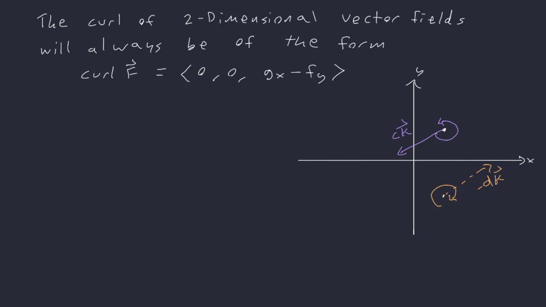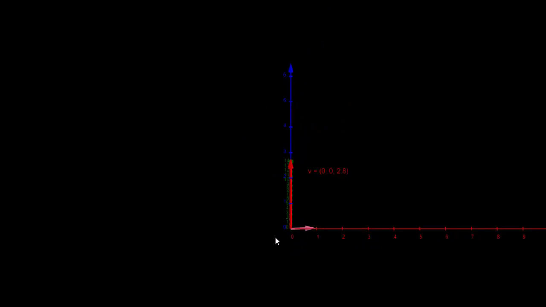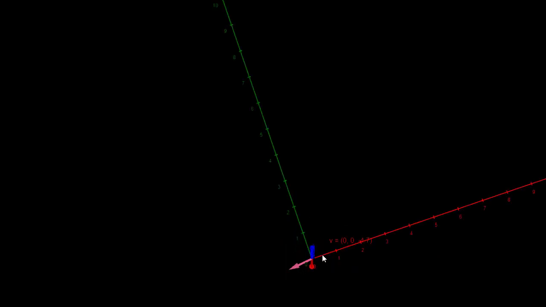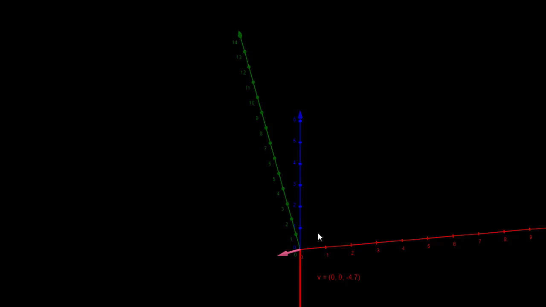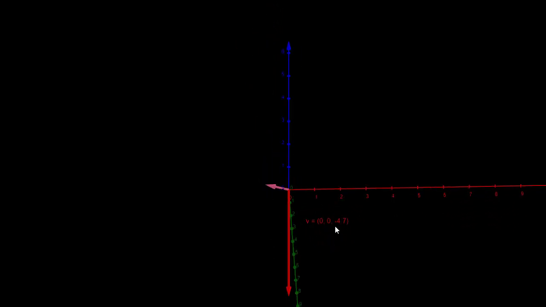So, if we go back to the graph that we were just looking at, this is what we see. If my axis of revolution is pointing in the positive z direction, then we are just rotating counterclockwise on the xy plane. And then if we make the z negative, then we are rotating clockwise on the xy plane.